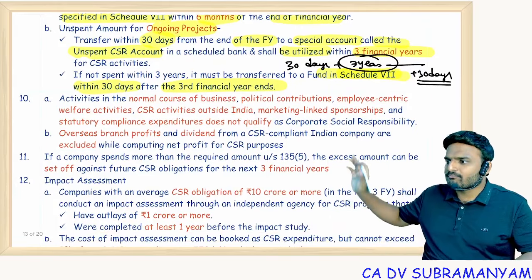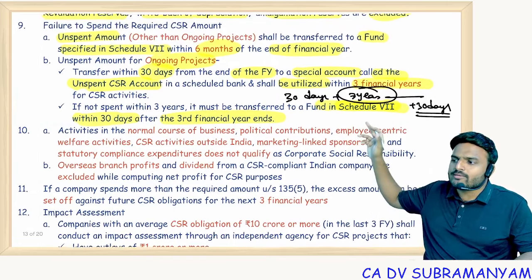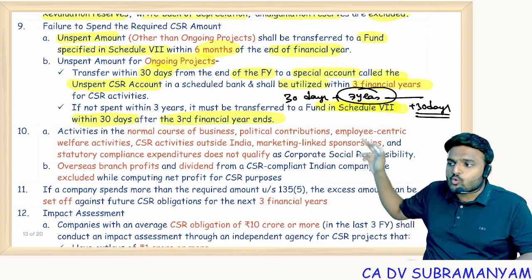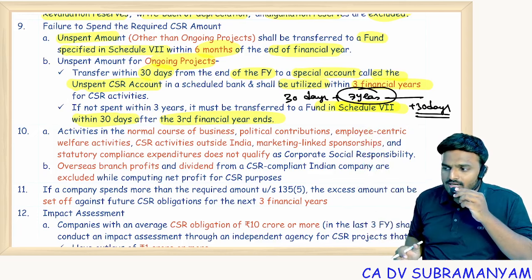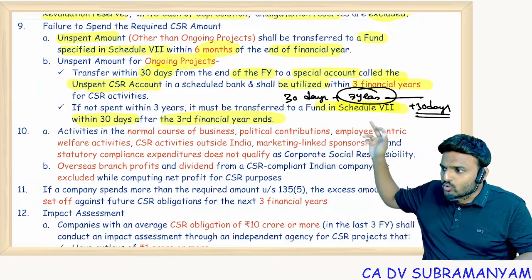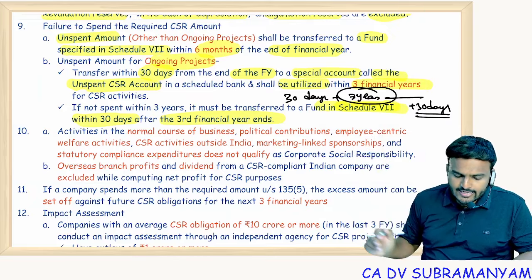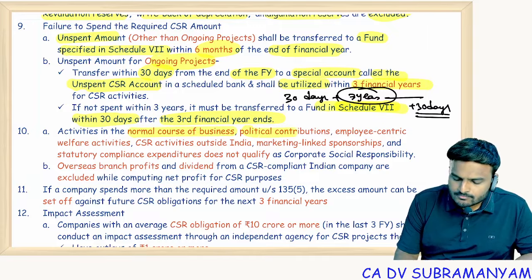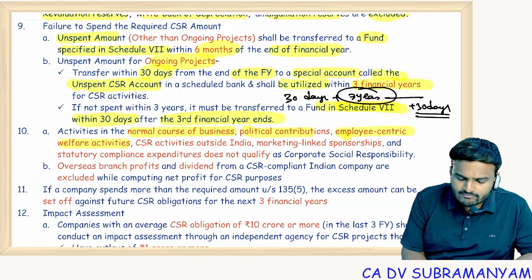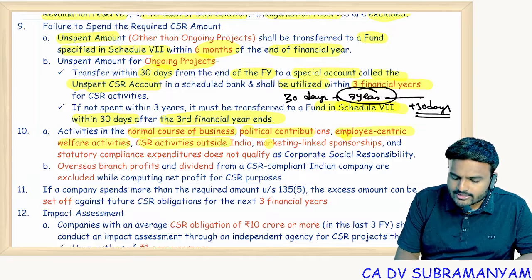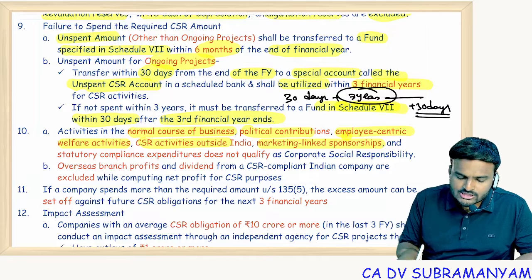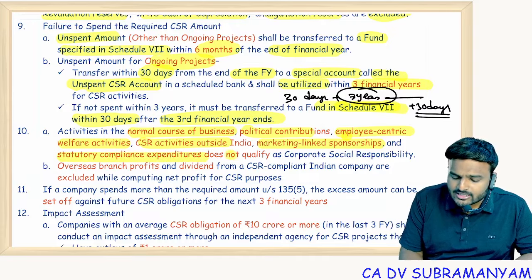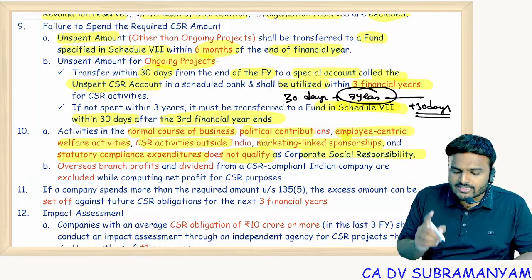This is another important point. These activities won't qualify as CSR activities. What are those activities? Normal course of business, political contributions, employee-centric welfare activities, CSR activities outside India, marketing-linked sponsorships, and statutory compliance expenditures do not qualify as CSR expenditure.